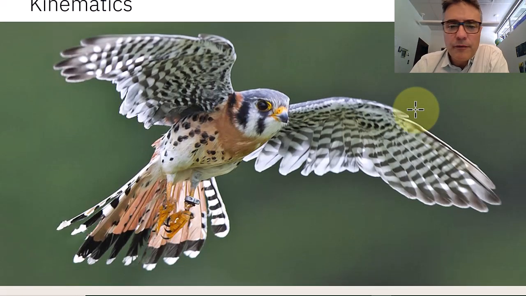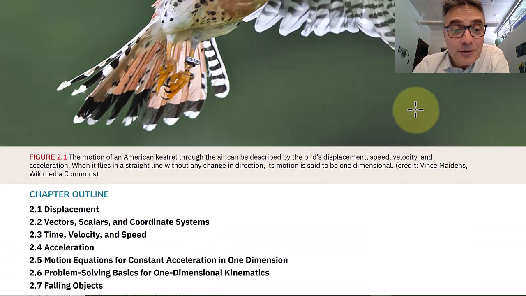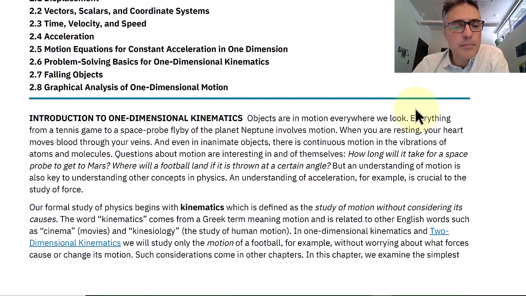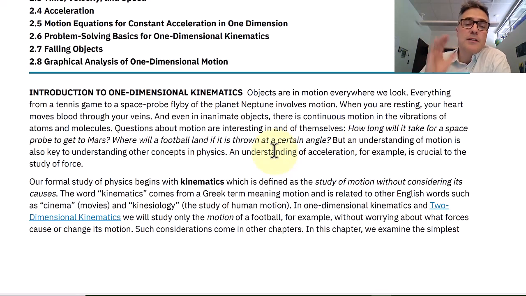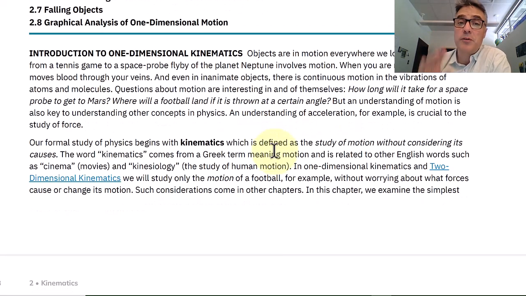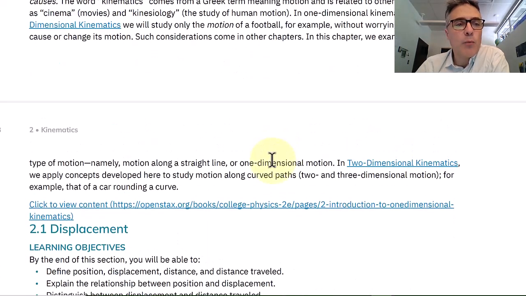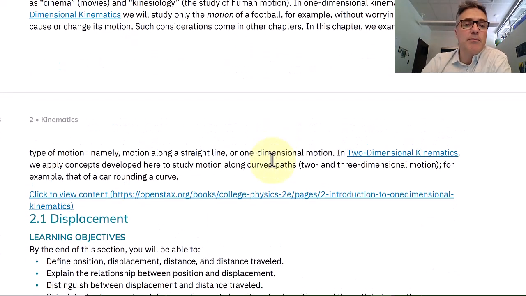So it starts at PDF page 55. There's a kestrel flying through the air. So basically kinematics means how things move, as opposed to dynamics, which is sort of why things move. And by one-dimensional motion, we're just talking about motion along a straight line, meaning that it doesn't turn.